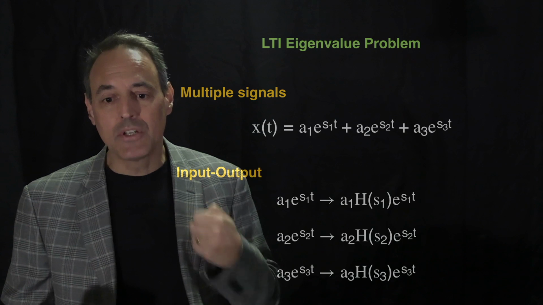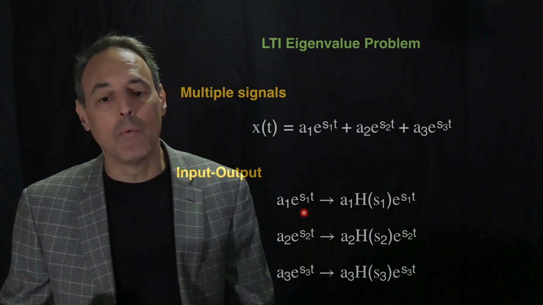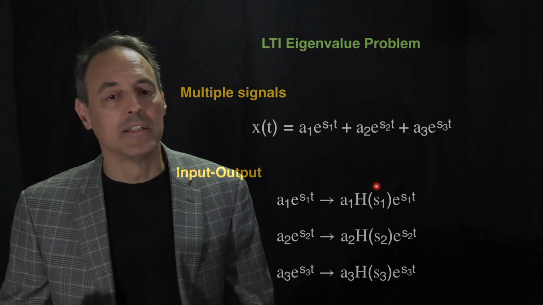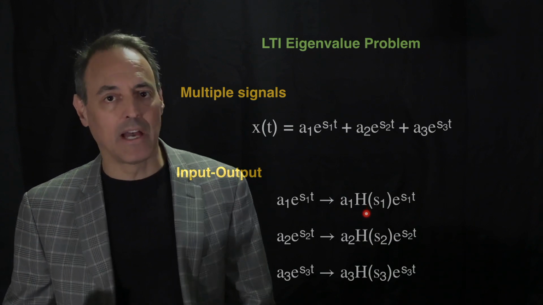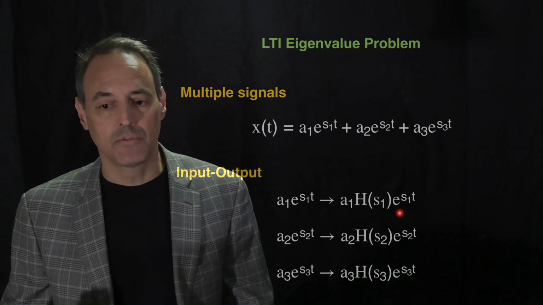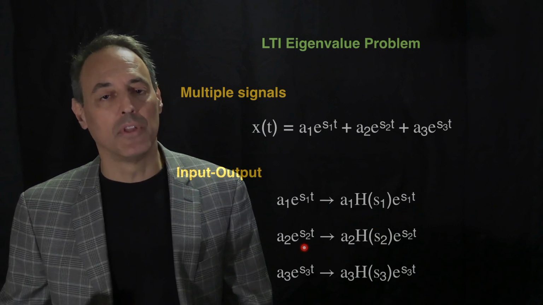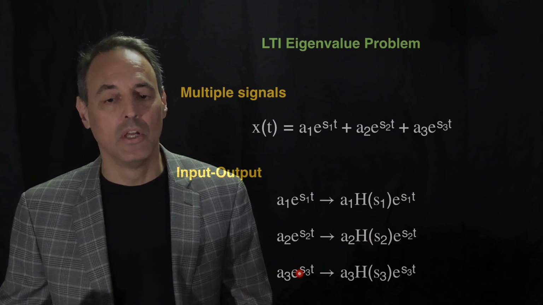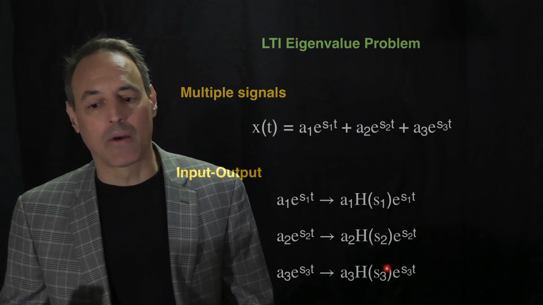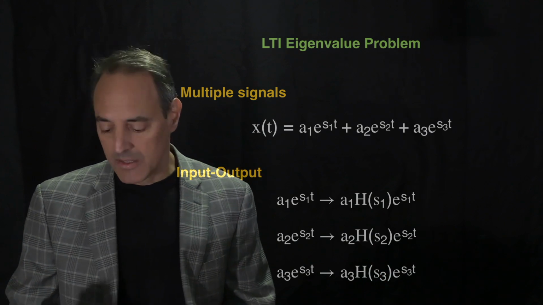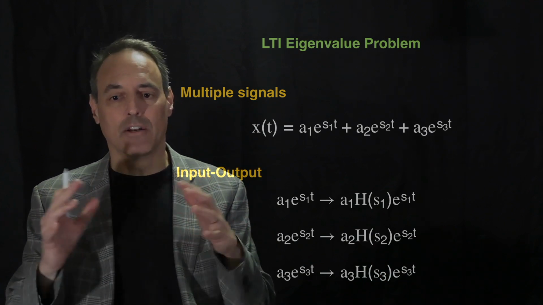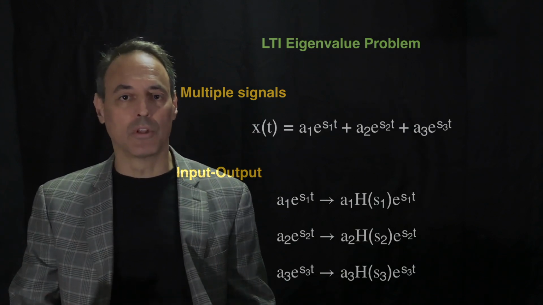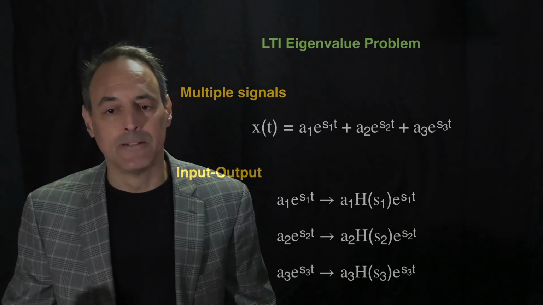So for each individual signal, for instance, the A1 e to the S1t, it comes back out as A1 times some constant. This is the eigenvalue that comes out of the system, times e to the S1t. Same thing with e to the S2t, it comes out with, again, the eigenvalue of that specific exponential, and e to the S3t, you get it back with just the eigenvalue. So these H's represent a scaling factor, either it stretches or compresses the signal, makes it bigger or smaller, depending upon what the value of H of s actually is.